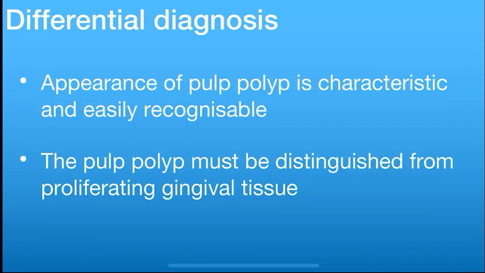The differential diagnosis. The appearance of the pulp polyp is very characteristic. It can be easily recognizable clinically. The only thing is that we must be able to differentiate the pulp polyp from proliferating gingival tissue.